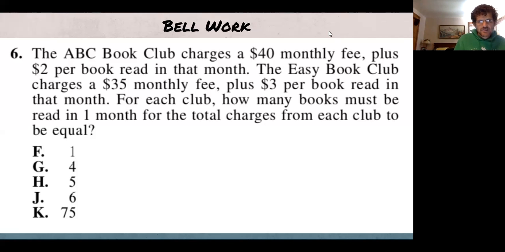So we know that ABC Book Club charges $40 a month plus $2 per book read. Now, $40 per month is a flat fee. That does not change. So every month I'm going to have to pay $40 plus, well, the amount I pay extra depends on the number of books I read. So it's $2 times the number of books, and X is going to represent the number of books.